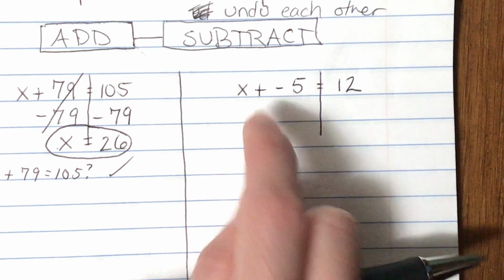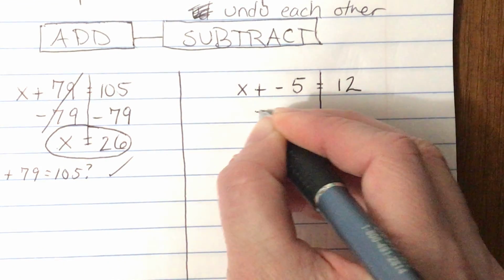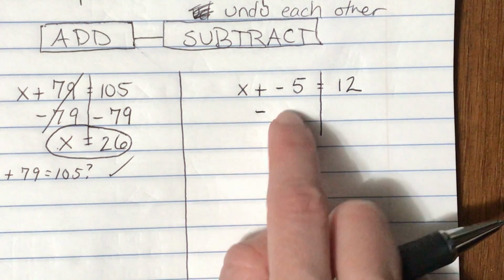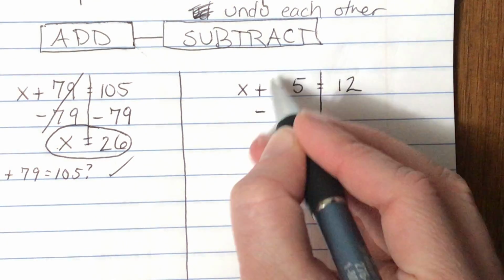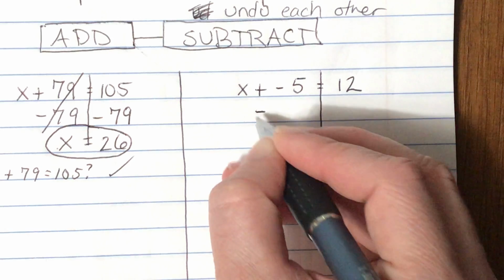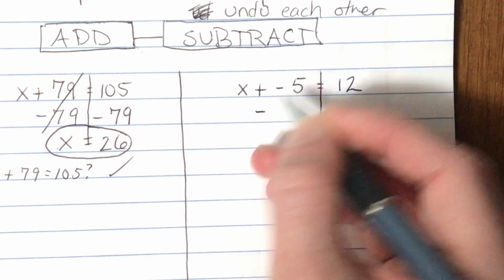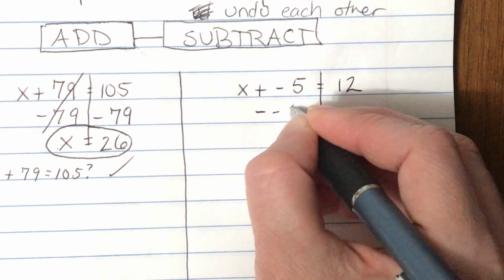The inverse of addition is subtraction. And so I'm going to write down subtraction. Well, what am I subtracting? What am I trying to get rid of on this side? I'm trying to get rid of this negative 5. So I change the plus sign to minus, and I'm going to subtract negative 5.